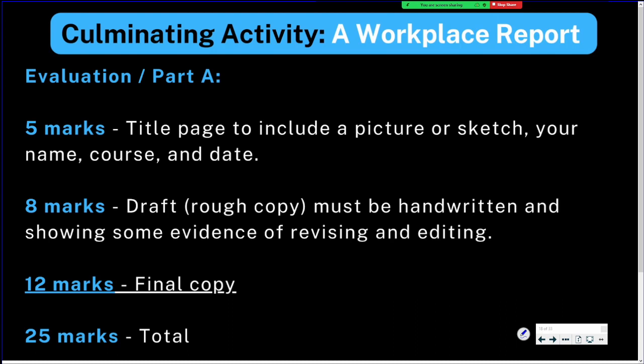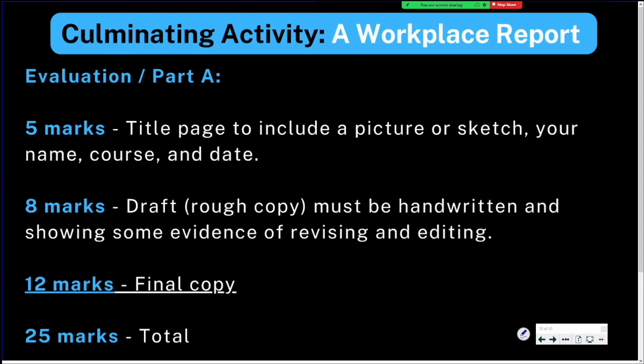So you get 5 marks for your title page, 8 marks for your rough copy. So keep it in mind. So you write that rough copy, and then you've got to show some evidence of revising and editing that document. So you'll write the rough copy, and then your rough copy will have edits on the page, right? So you'll submit to me a rough copy that's been marked up. So you're going to cross out words, add new words, and maybe throughout this process today and probably tomorrow, I can show you how to do that on a computer.